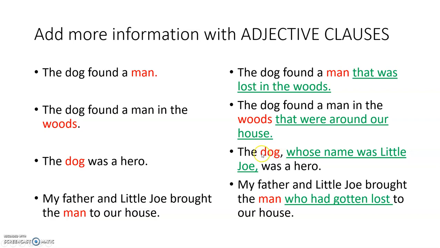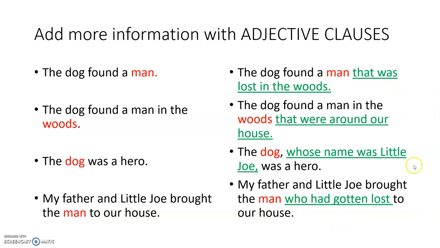I wanted to show you an example from this story where I could add the adjective clause to describe the subject, right? So the first example, subject, verb, object, the clause is describing an object. The man found a dog in the woods. That's an object of a preposition. The third one, the clause is describing a subject. And how about the last one? My father and little Joe brought the man who had gotten lost to our house. Okay, in this case, the adjective clause is describing the object.